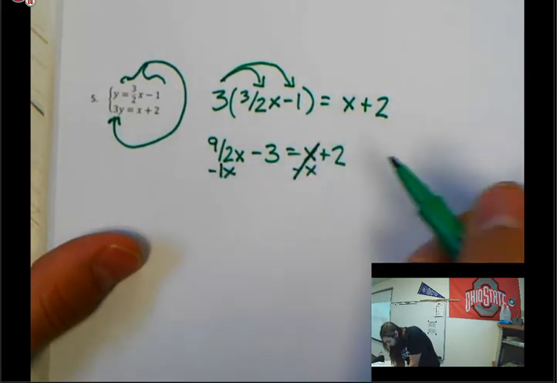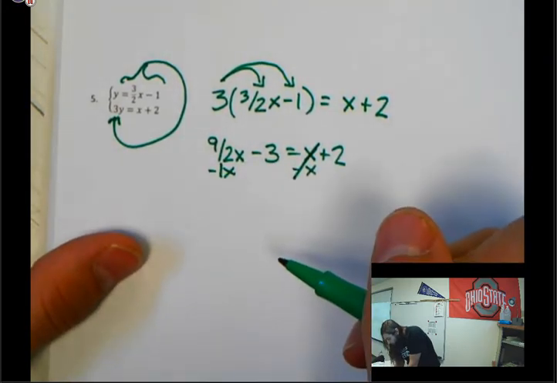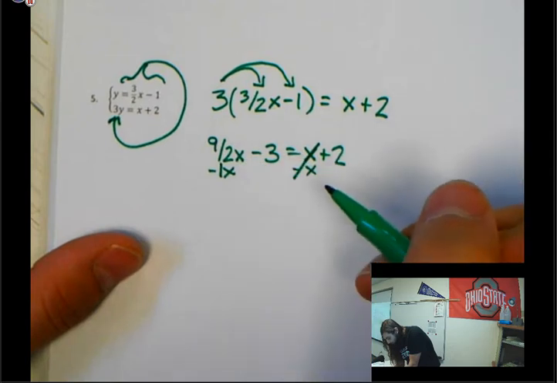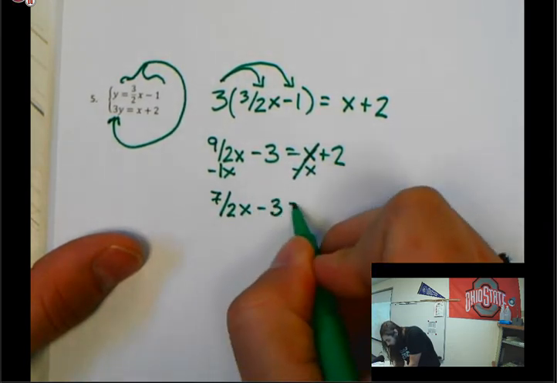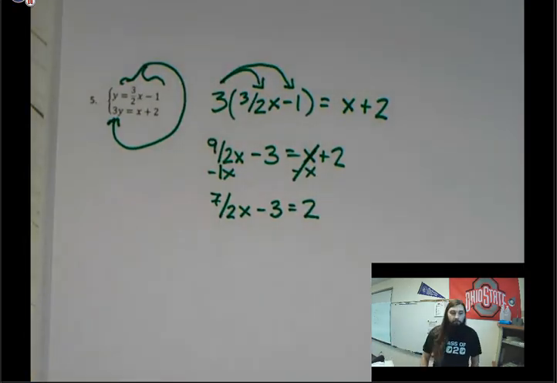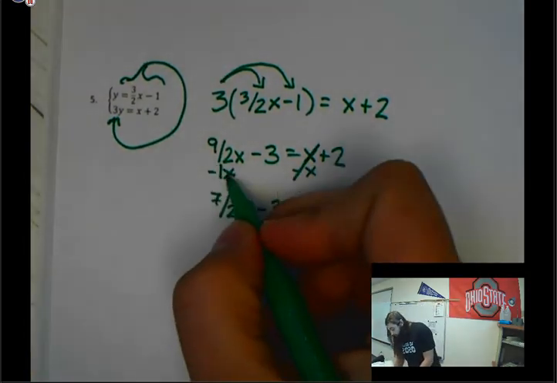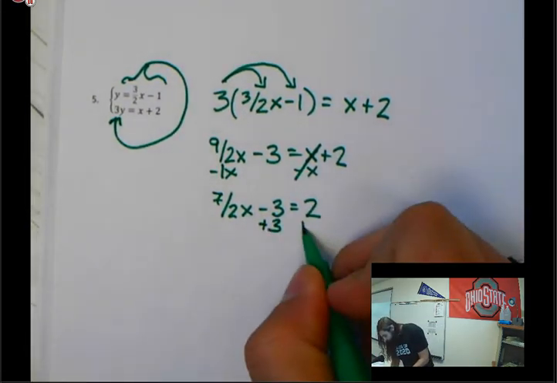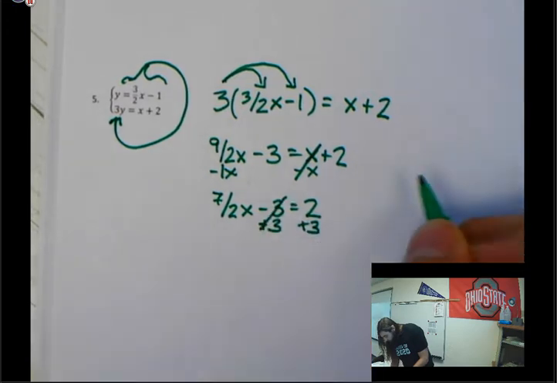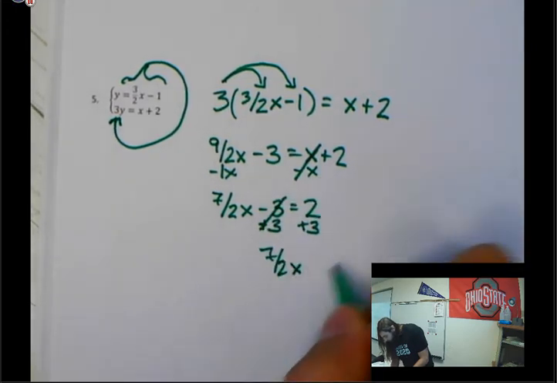So we're going to subtract 1x. 9/2 x minus 1x is going to give us 7/2 x minus 3 equals 2. The way I figured that out is I take 1x and turn it into a fraction over 2, which would be 2 over 2. Then taking that away from 9 over 2 gives us just 7 over 2. So we have 7 over 2x minus 3, so we're going to add 3 to both sides. That cancels that away, so we have 7 over 2x and that is going to be equal to 5.